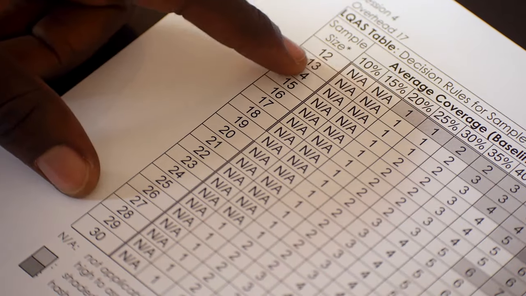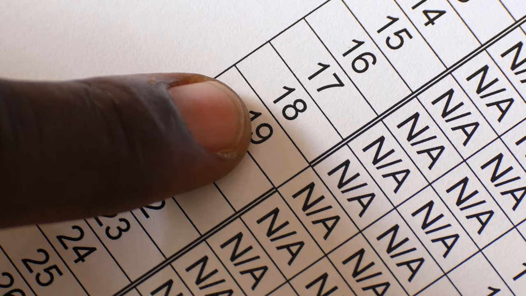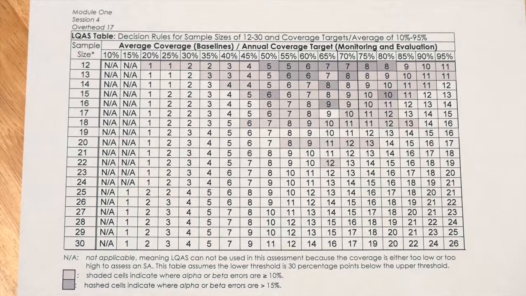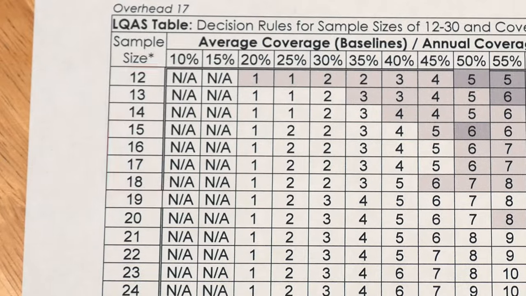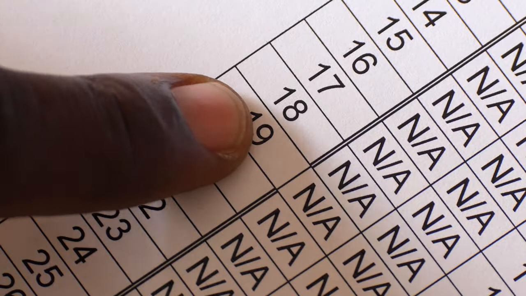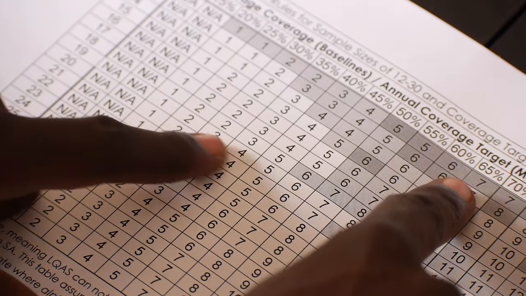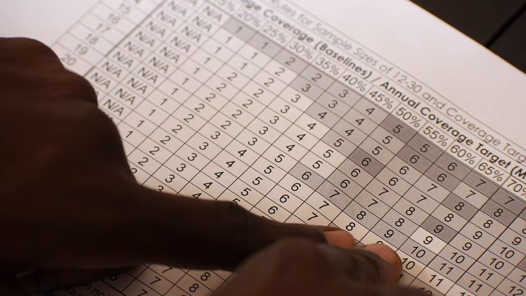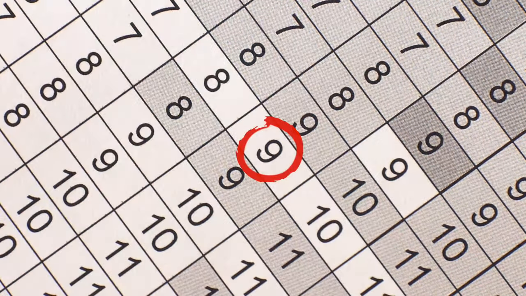Now, find the sample size for your supervision area in the far left column. This is usually 19, but if for some reason the sample size is smaller for a particular indicator, then you should use this number instead. Place another finger on your sample size. Bring the first finger down the page and the other across until they meet. The number you land on is the decision rule.